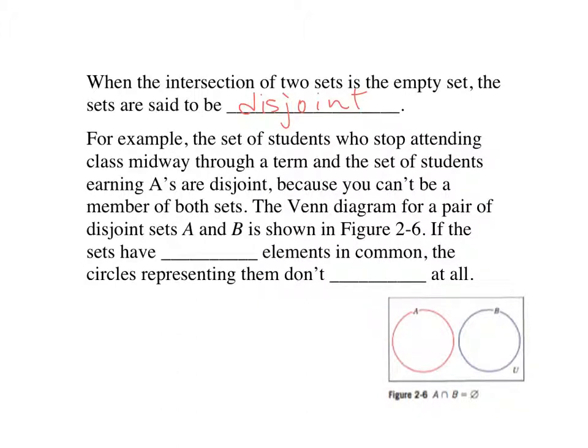The Venn diagram for a pair of disjoint sets A and B is right here at the bottom. Notice that there's no overlap between A and B, right? And that's when we know that they have nothing in common. So they have no elements in common, and they don't overlap at all. And if we have to write it, we would say A intersection B equals the null set.